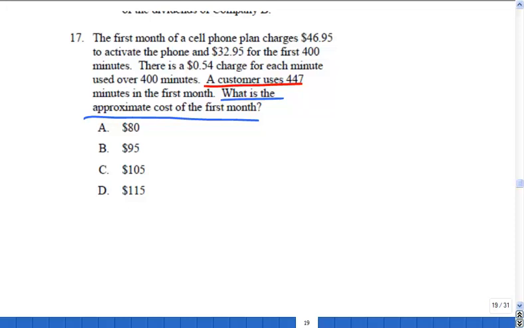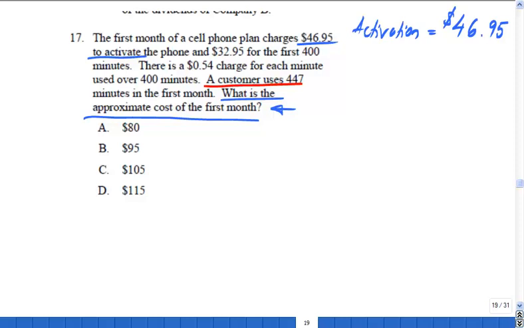Good. So what do you need? Well, you're going back to the problem. Just think about real life, guys. To activate your phone, what is the charge on that? Well, for this plan, for this company, maybe AT&T, Verizon, T-Mobile, you name it, $46.95 just to activate, right? So that would be the first charge. $46.95. That's definitely going to be part of the total cost for the first month.